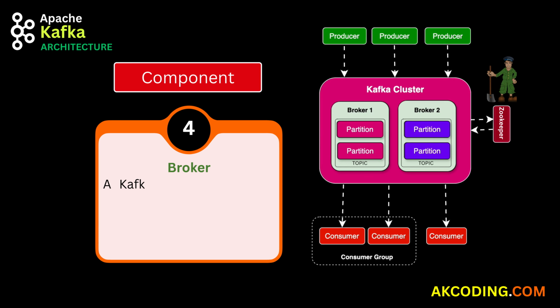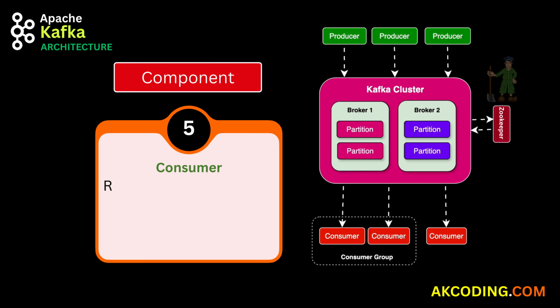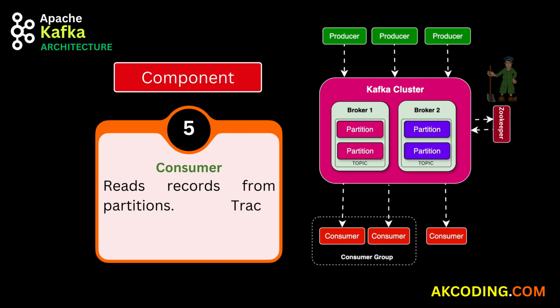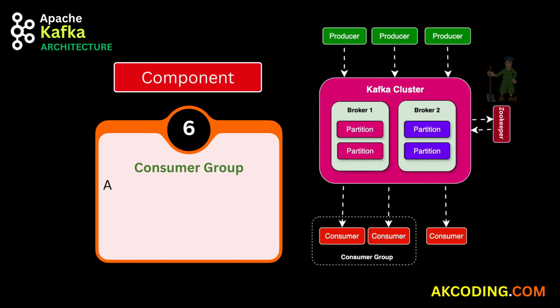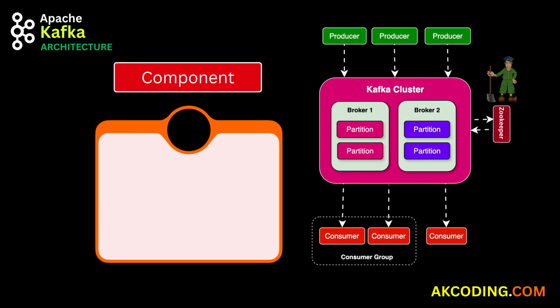Broker: a Kafka server that stores partitions, serves reads and writes, and participates in replication. Consumer: reads records from the partitions and tracks progress using offsets. Consumer groups: a set of consumers that share work. Each partition is assigned to at most one consumer in a group.